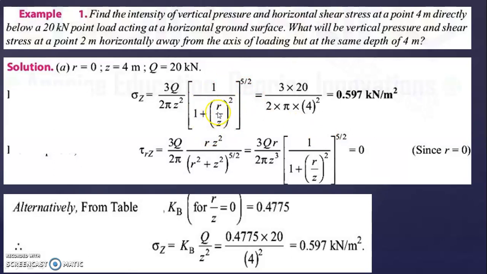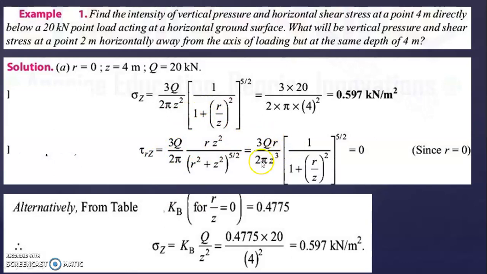Why? R equal to 0. So this term is 0, and 1 plus 0 is 1. 1 divided by 1 is 1, and 1 to the power 5 by 2 is equal to 1. So only this term will be there. When you simplify this, you get 0.597 kilonewton per meter square. This is the vertical stress. Now it is asked to find the horizontal shear stress also.